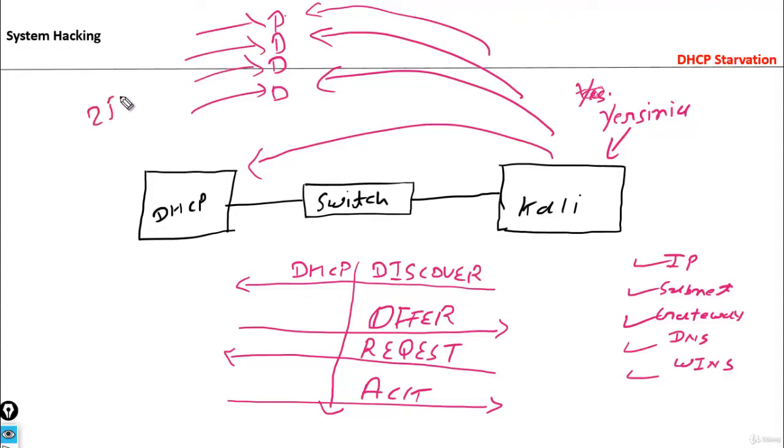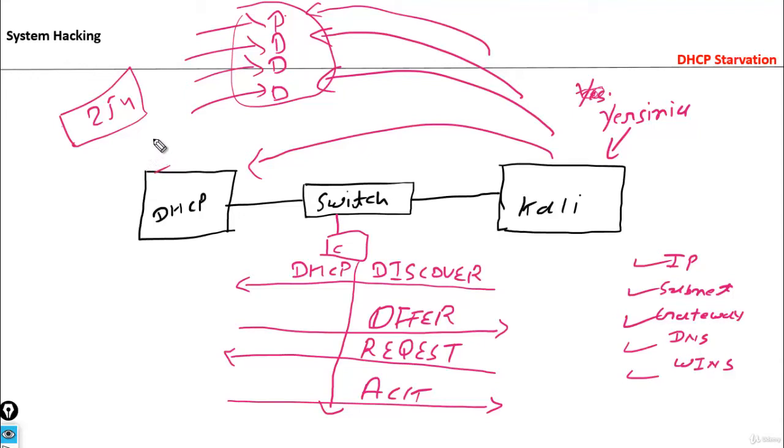DHCP supports a maximum of 254 IP addresses, so I will send above 254 discover packets to the DHCP server, and the DHCP server will assign all the IP addresses to these requests. So when an original client requires an IP address, the DHCP pool has been exhausted and cannot assign an IP address to the client. So this attack is known as a DHCP starvation attack.